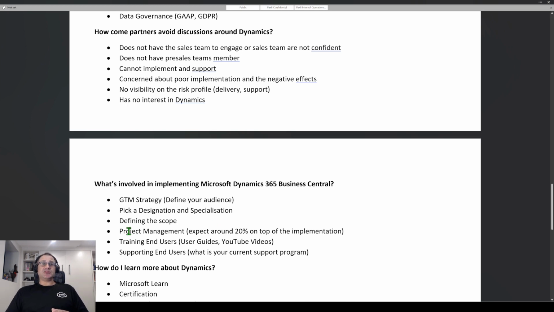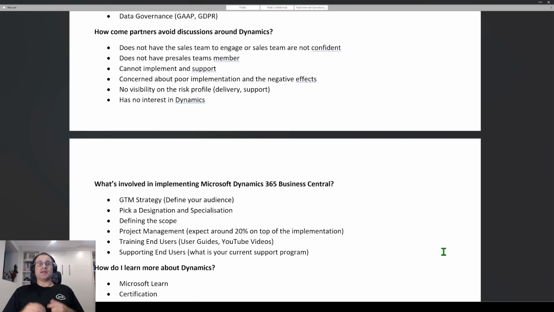Next is project management. Any project needs good project management, and as a business practice we suggest you budget around 20% on top of the implementation cost for project management. That's just to make sure the project is on track, the customer is updated with how things are going, and the stakeholders are informed on the process. It also covers the change management component, because there's always change when it comes to moving systems like this. Very important to understand.